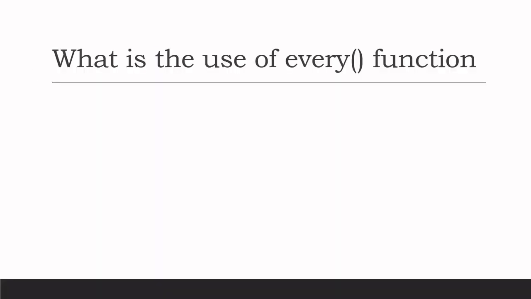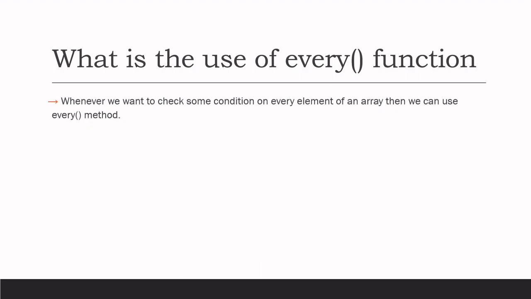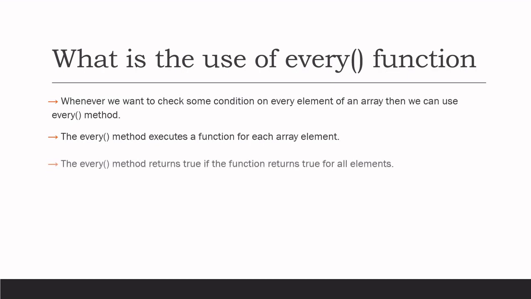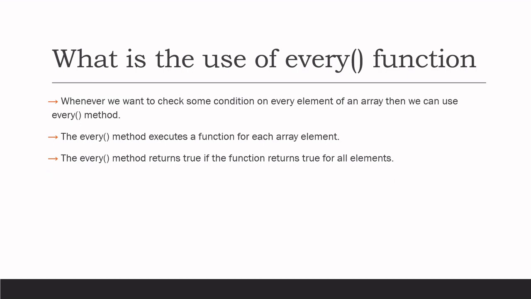So what is the use of the every function? Whenever we want to check some condition on every element of an array, we can use the every method. The every method executes a function for each array element. We normally pass a function to the every method, which executes whatever logic the function contains on every element of the array. The every method returns true if the function returns true for all elements.